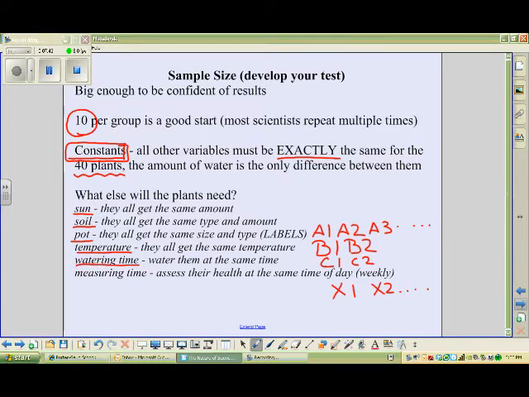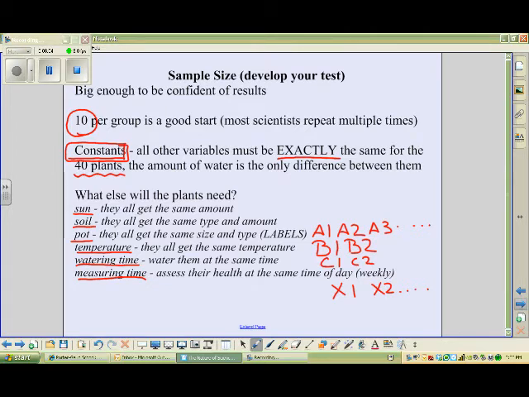We need to make sure that all of our plants are in the same temperature. We can't have some of them being cold and some of them being hot. They all need to be in the same temperature. We need to water them all at the same time. They'll be getting different amounts of water, but we need to make sure that we water them at the same time. If we're going to water them in the morning, we water all 40 in the morning. Or if we choose to do it at night, we water all of them at night, but we always water them at the same time of day.